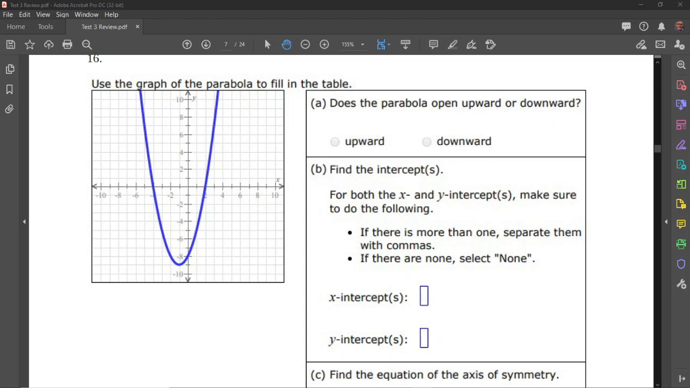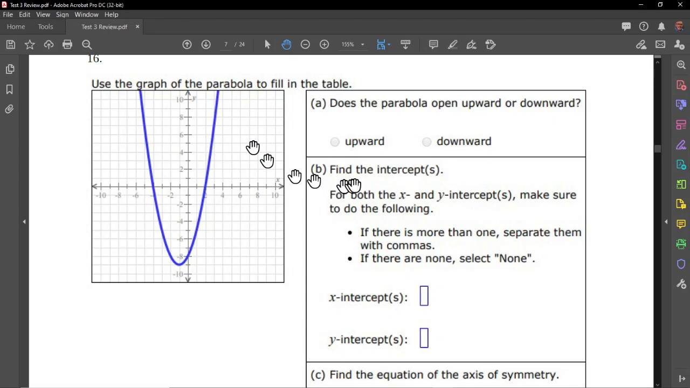Question 16, we're given a graph of a parabola and we're asked some questions. Well, this is known as opening upwards because it's going to keep going forever and ever upwards. So this is what's called upwards, not downwards. Downwards would be the frown, right? This is downwards. Going downwards.